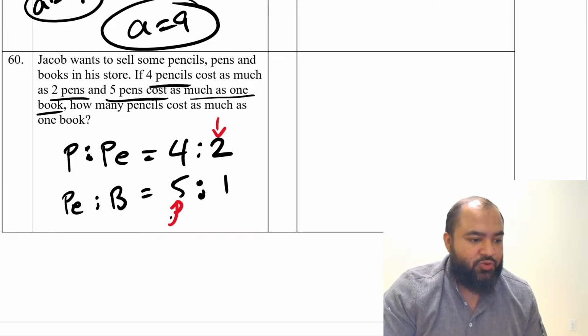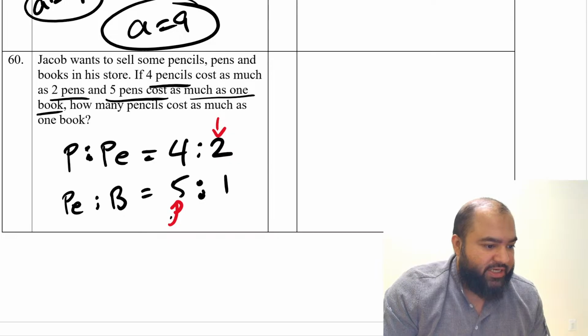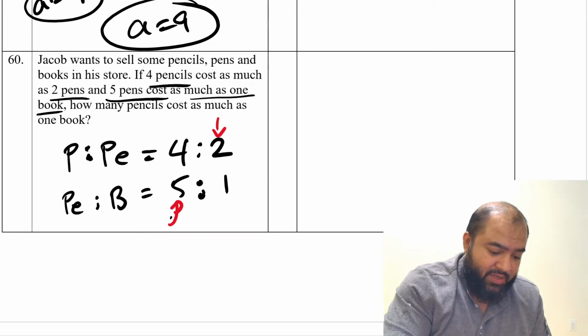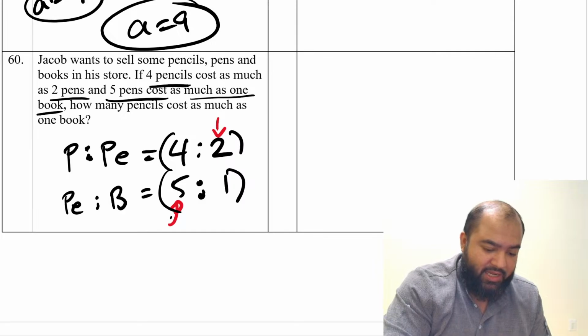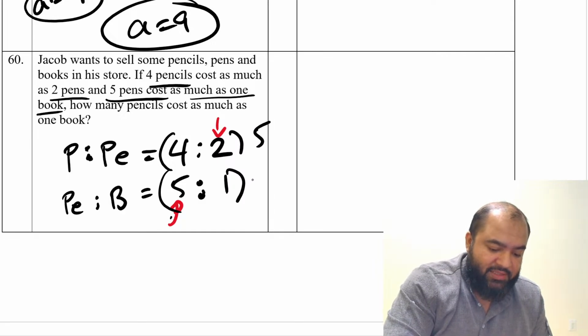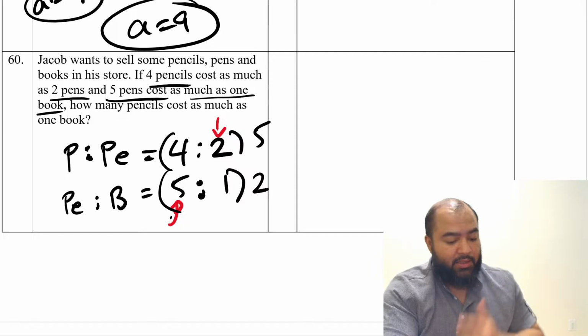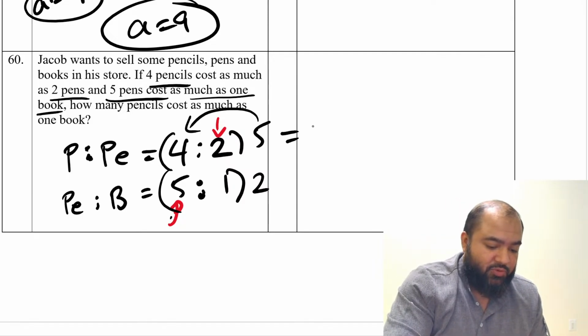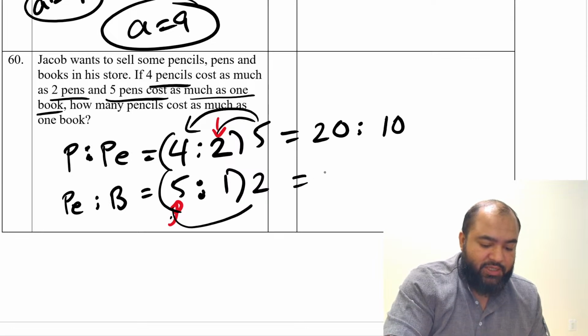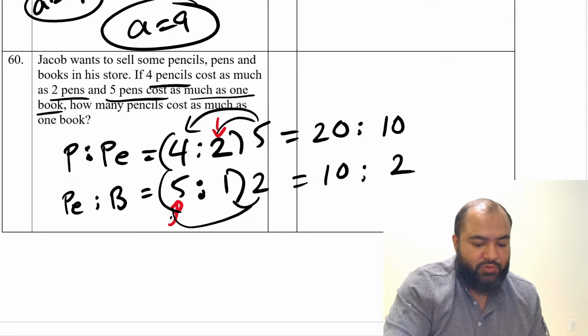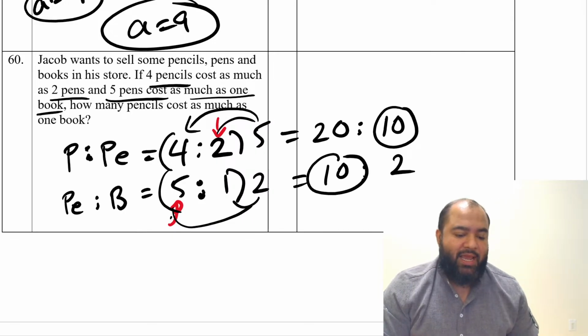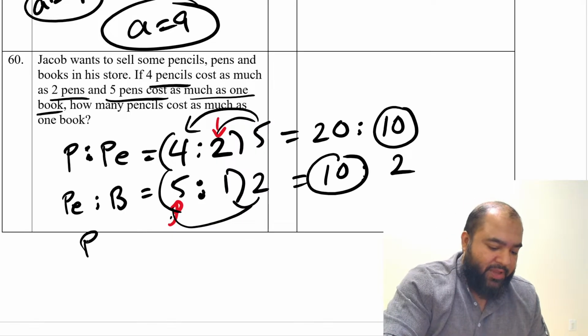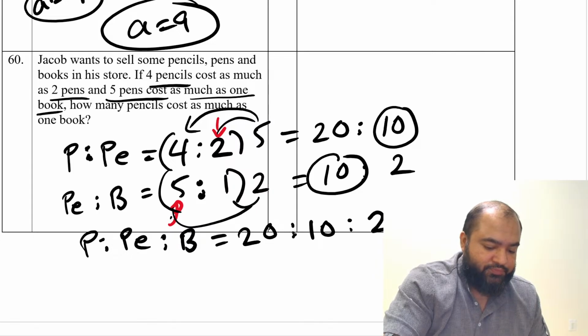So you say times 2 by 5. Okay, that's good. Jeannie got it right. So we can multiply both ratios, this one by 5 and this one by 2. So 5 times 4 will be 20 and 5 times 2 is 10. And here 5 times 2 is 10 and 2 times 1 is 2. Now you see 10 and 10. Now I can write down the ratio of pencil to pen to book is actually 20 to 10 to 2.